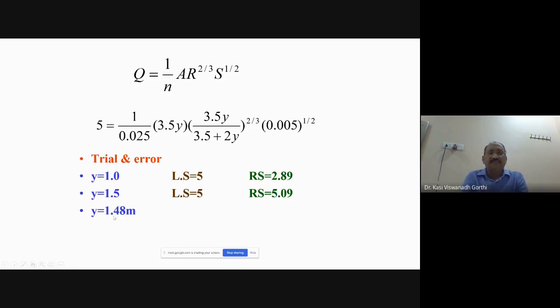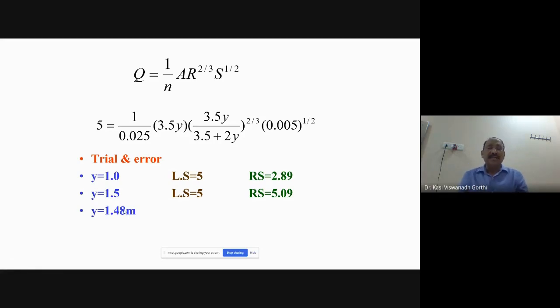So if you try for 1.48, probably you may be getting the left hand side 5 and the right hand side 4.9999, something like that. So the depth of flow y would be equal to 1.48 meters. Two points you need to note at this juncture.